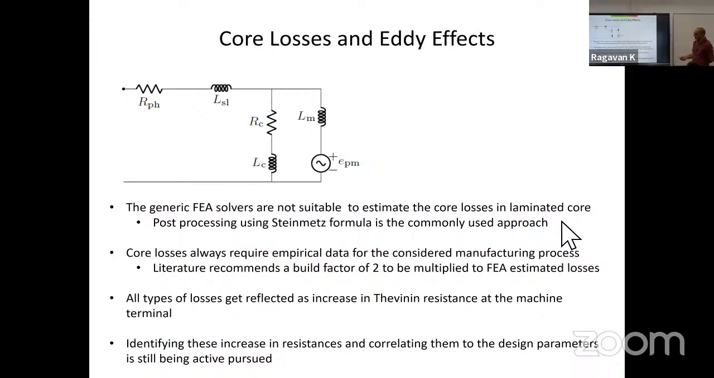So this is an interesting topic: where do you put the additional resistance? Where is it happening? Is it the skin effect or the proximity effect, or is it the core loss, or is it the magnet losses? That is as of now estimated, but not pinpointed as happening here or there.